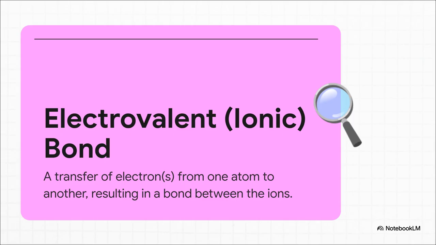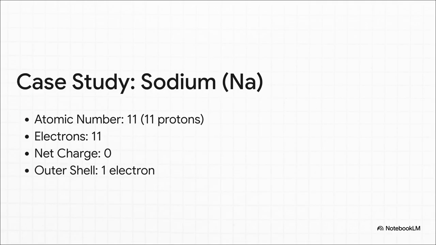One atom literally hands over one or more of its electrons to another atom, and in doing so, both of them are changed forever. Okay, let's look at sodium. It starts with 11 positive protons and 11 negative electrons, so its net charge is 0. It's neutral. But here's the problem. In its outermost electron shell, it has just one lonely little electron. And these outer electrons, by the way, we call them valence electrons. They're the only ones that matter for bonding.